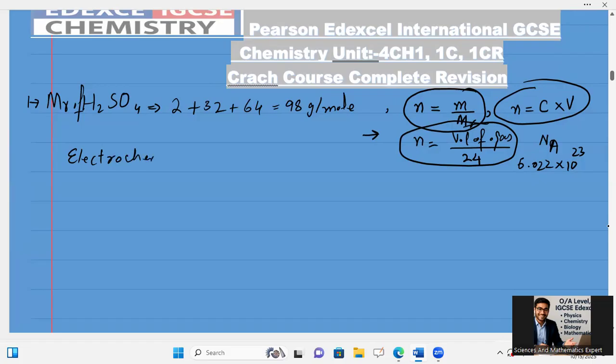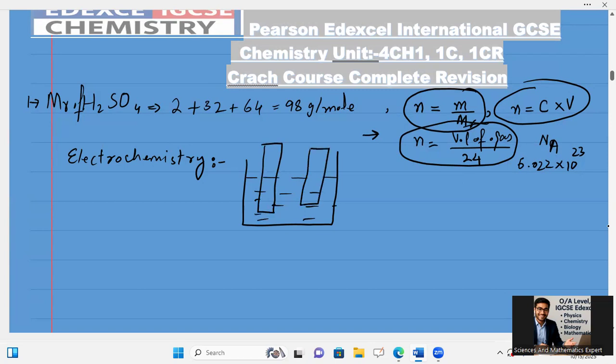Electrochemistry is the branch of chemistry in which we study the breakdown of chemical compounds and the passage of electricity through them. For example, take a voltameter. A voltameter is just like a beaker having some electrolyte solution in it, with two electrodes attached, like in this format, and a battery externally attached. This is positive, this is negative. The positive terminal is called the anode. The negative terminal is called the cathode.